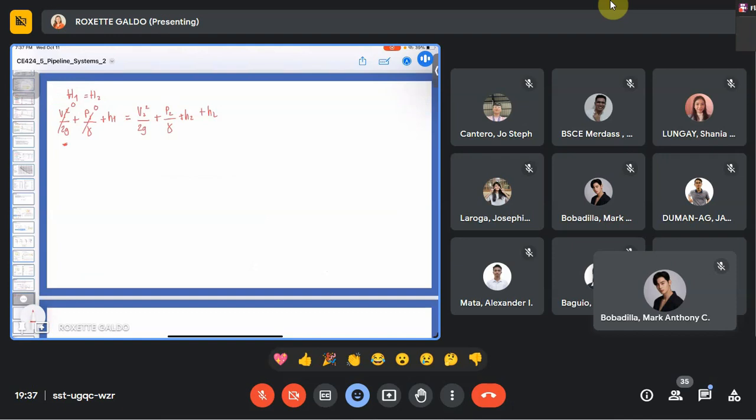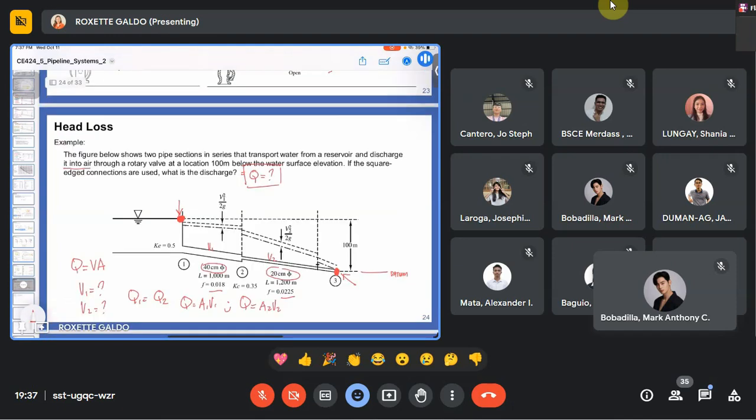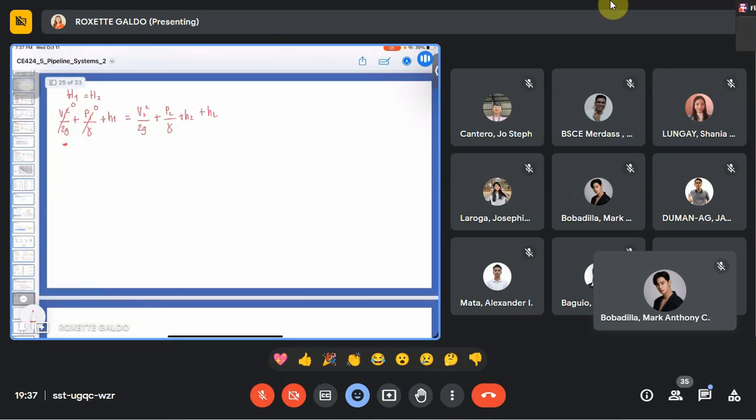Now, on the other side of the equal sign, we have point 2, V2 squared. The velocity 2, is it equal to 0 or not? Is the velocity of the water at the rotary valve 0 or not? Not, ma'am. So this is not 0. Let us leave that as is. So on the other side, only H1 is left. The velocity 2 is not 0, so we are going to write that down.